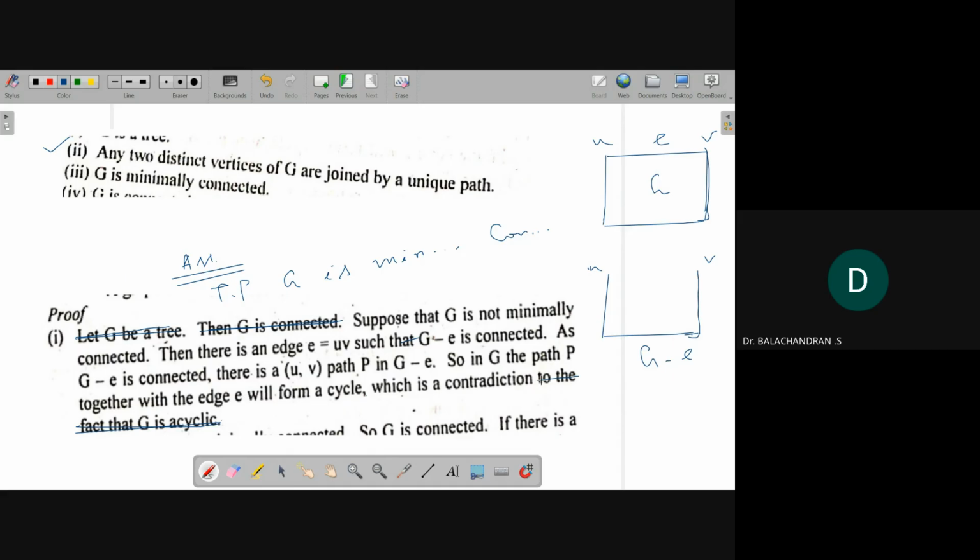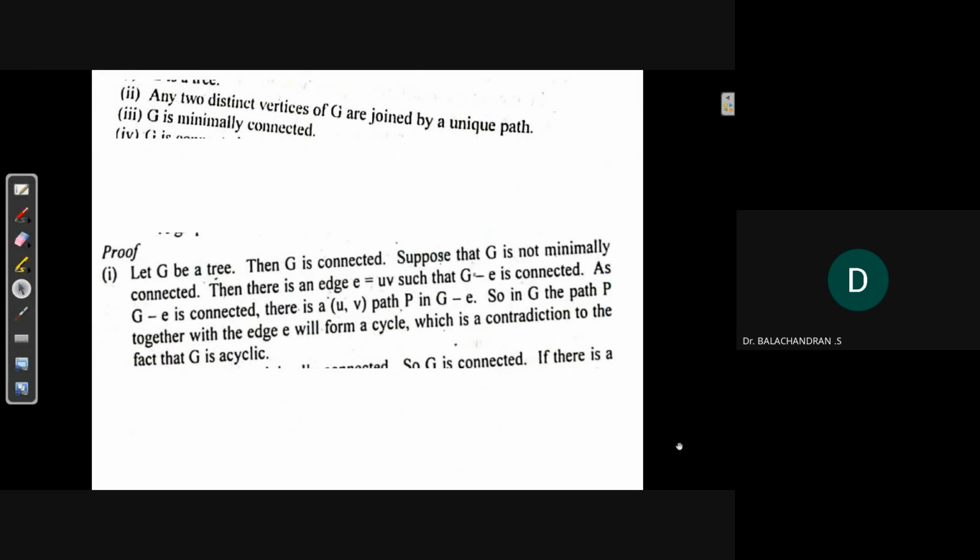Which is a contradiction to the assumption that any two distinct vertices of G are joined by a unique path, because you will get two different paths from u to v. You are getting this contradiction because you assumed G is not minimally connected. So G is minimally connected. So 2 implies 3 is over.